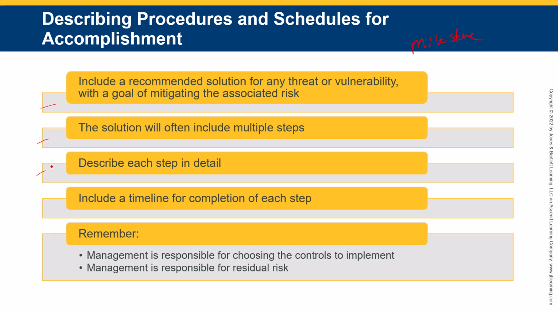Describe each of the steps in detail. So when you're making your recommendation, we're doing this recommendation and this is why. Describe it in detail. Include a timeline. We can't just say we're going to do this without providing a timeline and costs. Remember, management is responsible for choosing the control to implement, and management is responsible for the residual risk. We identify the risks, we identify the mitigation techniques, we identify the costs, we make a recommendation, and then management takes it from there.